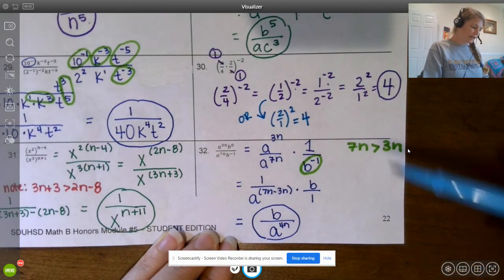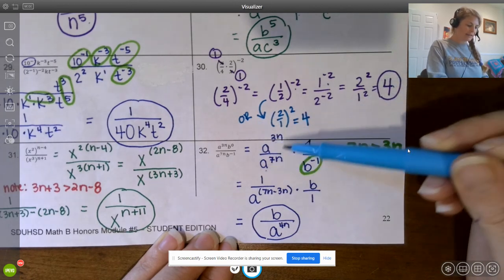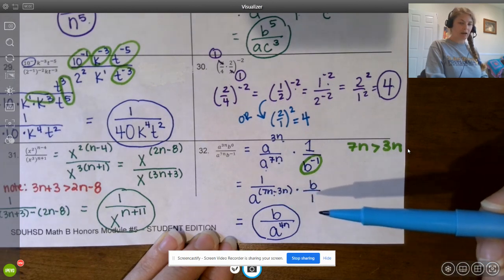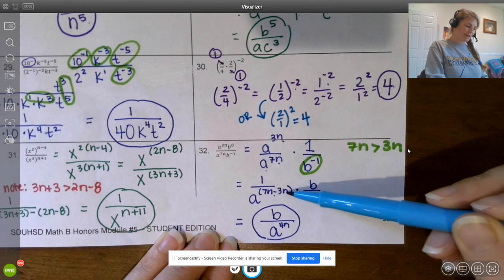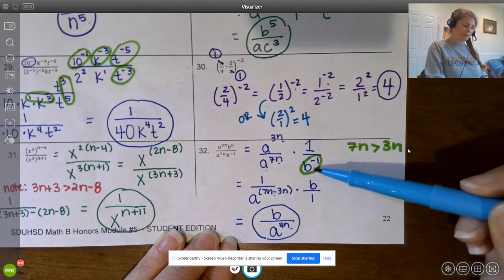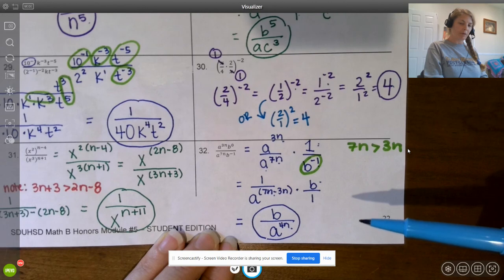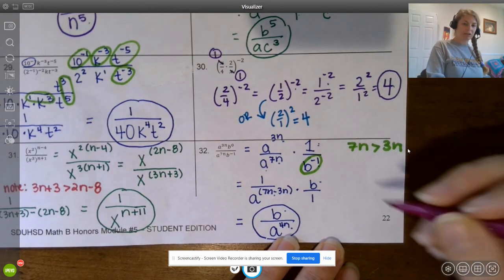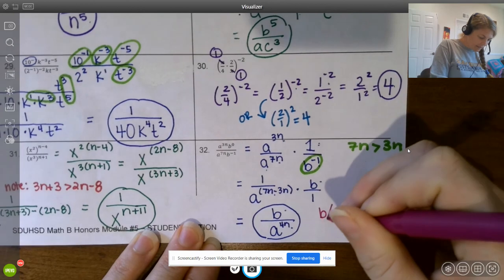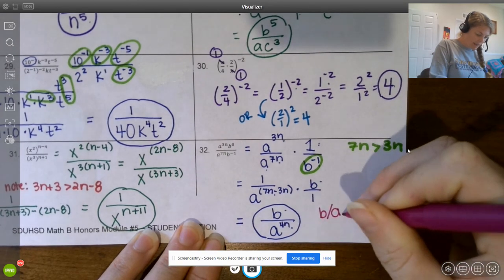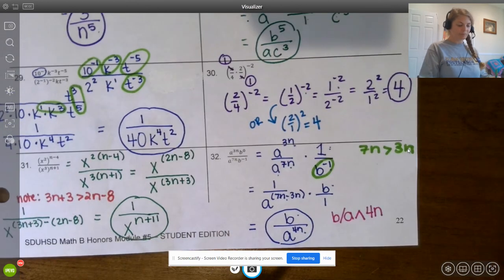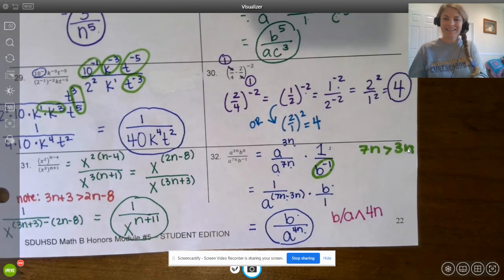And 32, I noticed I broke up into the same bases. 7n is greater than 3n, so my leftover exponents are going to be in the denominator, my leftover factors. So 7n minus 3n is 4n, and b to the negative 1st has to come up to the numerator to have a positive exponent. So we have b all over a to the 4n power. And again, if you were going to put that into a dot or on a computer, I would say b and then put a fraction bar, and then I'd put an a, and then I'd put an exponent, a caret, and that's 4n. Perfect. Really good job. No parentheses needed there.